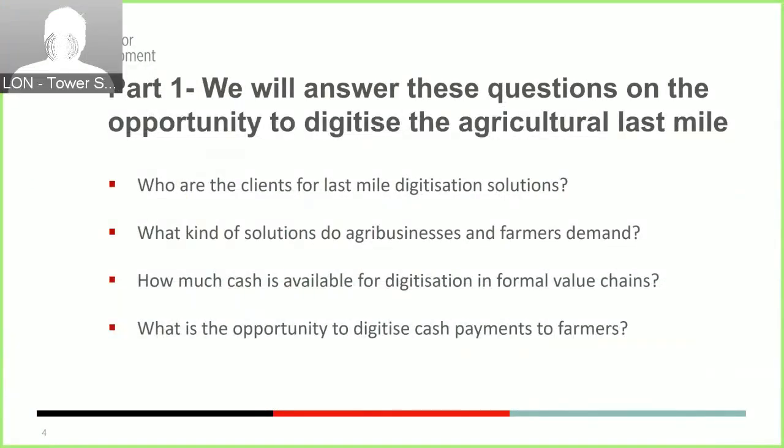So if we look at the first set of questions, here you have them, and the first questions really are around the opportunity to digitize the agricultural last mile. Who are the clients for last mile digitization solutions? First question. What kind of solutions do agribusinesses and farmers actually demand? How much cash is available for digitization in formal value chains? And what is the opportunity to digitize cash payments to farmers?